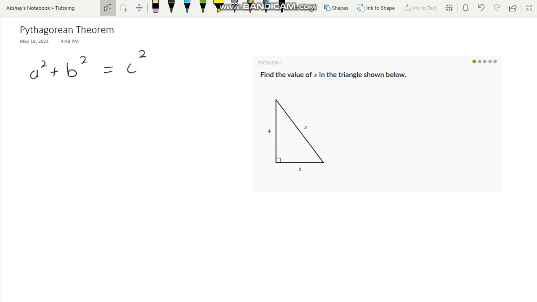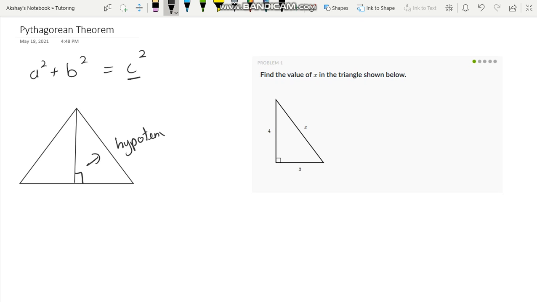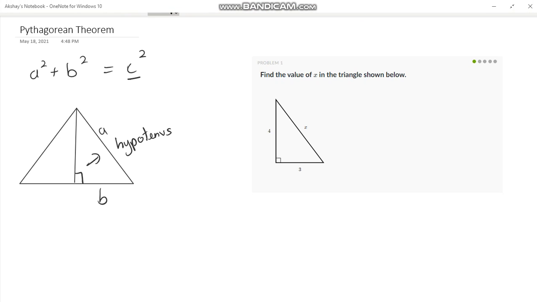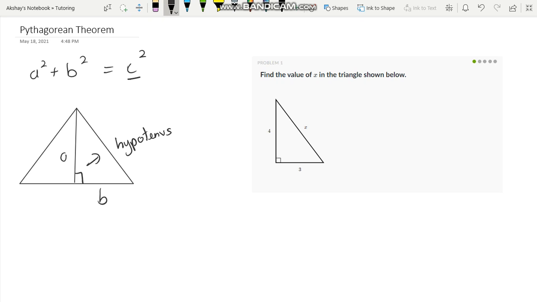Now, something special about our Pythagorean theorem is that c is always our hypotenuse. So in a triangle, the side opposite to the angle 90 degrees is called the hypotenuse. And our hypotenuse is always c here. A and b can be interchangeable, but we have to remember c is always our hypotenuse, or the side opposite to our 90 degrees, indicated by this little square here, a rectangle.